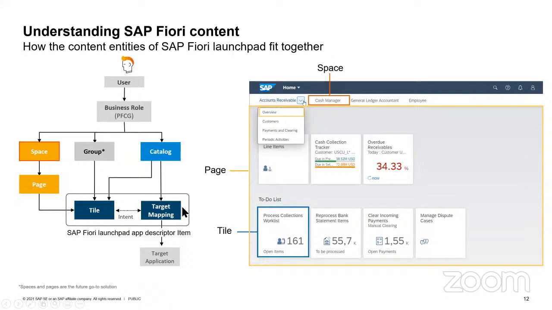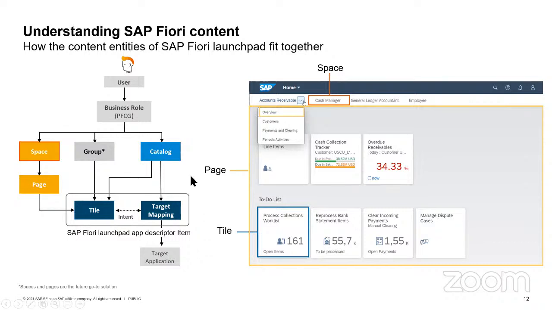We call this bundle SAP Fiori Launchpad app descriptor item. This is a bundling of tile and target mapping together. And in the new design time tool, we always have it together. In the old one, maybe you know already the Fiori Launchpad designer, we have different entities, tile, target mapping, and only during runtime they were combined. Now we directly see this relationship in our design time tools, I think, which makes it much easier.